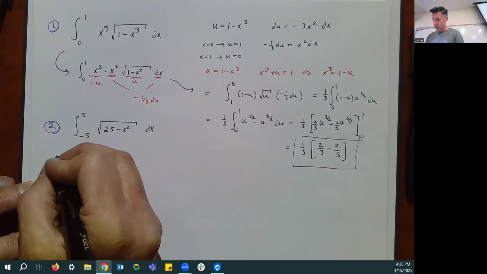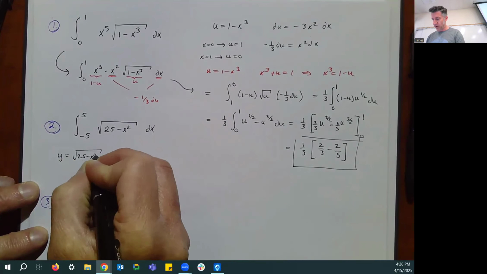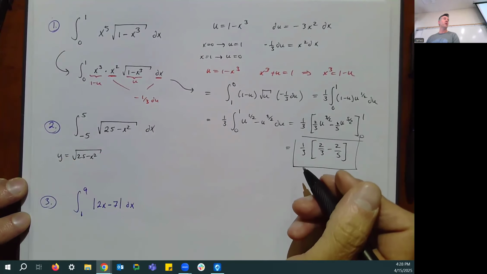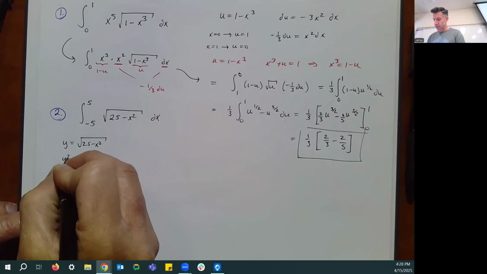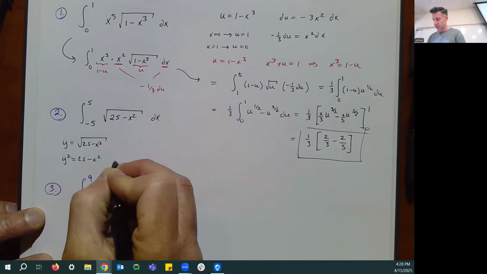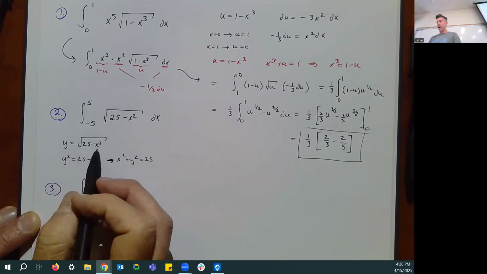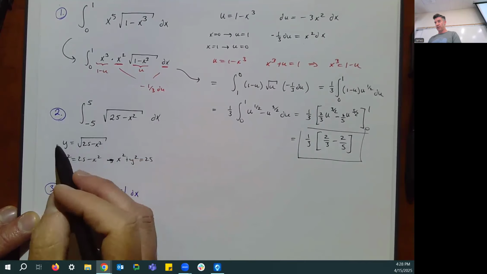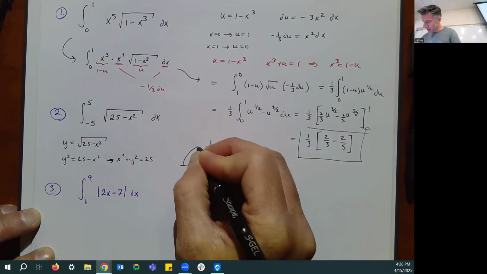If you remember that this function, y equal to the square root of something squared minus x squared, that's the top half of a circle. If you want more to see that, you can square both sides and then add x squared to the left and say, oh yeah, that's x squared plus y squared equals 25. That's a full circle of radius 5, but this is only the top half because if you write it like this, y has to be positive. So that's the top half of a circle with radius 5.